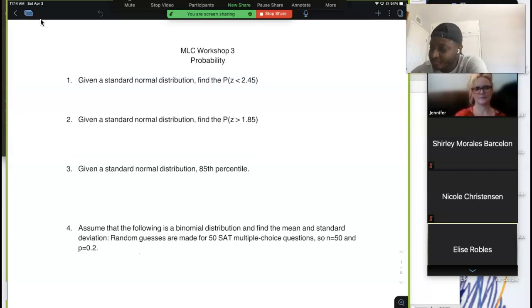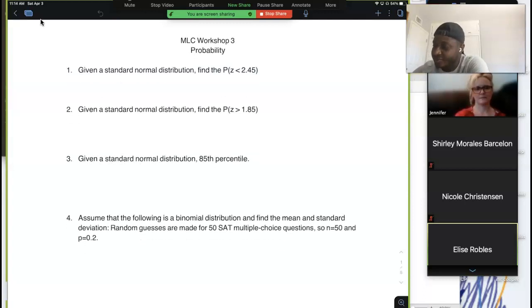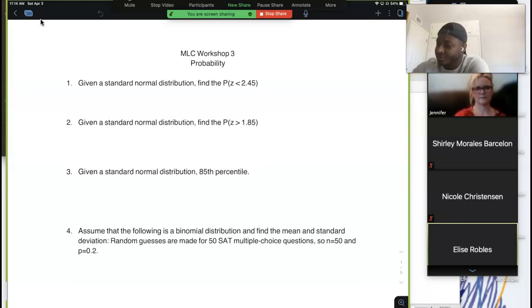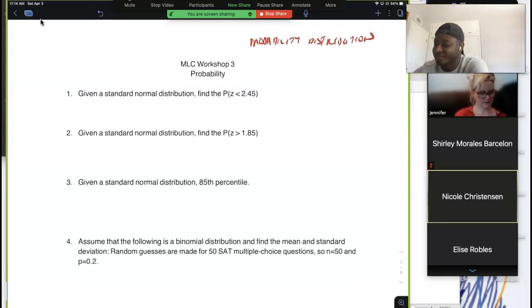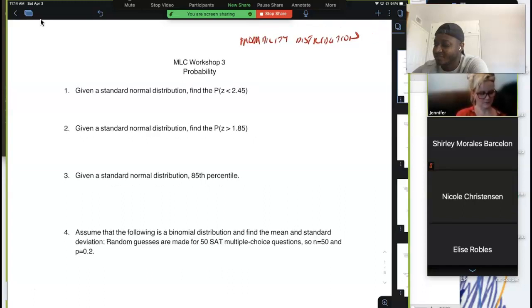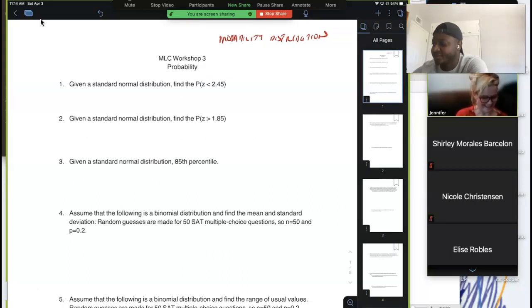So in this workshop, we're going to work on two things. We're going to work on two different types of probability distributions. So we're going to have a distribution. Do you guys know what those are? Remember what they were? Yeah, it could be. It could be the z-score table.